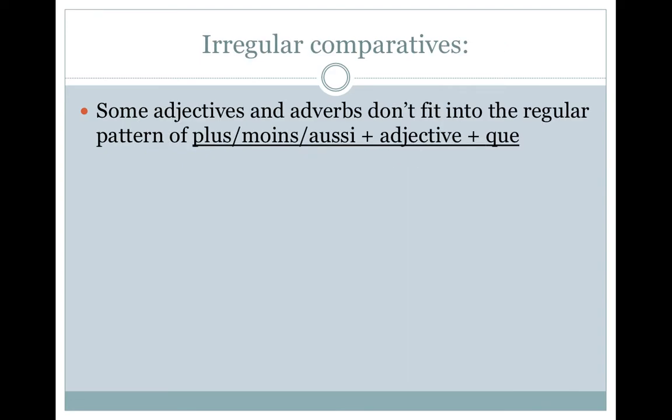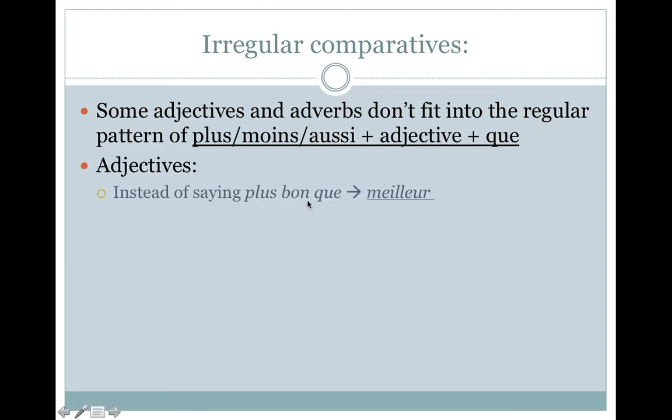There are some irregular ones. Sorry, I know we love how many irregularities there are in French, but not all adjectives and adverbs fit into that pattern of plus, moins, aussi, and then an adjective and que. But I'm going to give you all the irregular ones here so you know what to look for. So for irregular adjective comparatives, instead of saying plus bon que, you don't say more good than. That's the same in English, right? You don't say this class is more good than. You would just say this class is better than. And in this case, better means meilleur, so don't say plus bon que, just use meilleur.